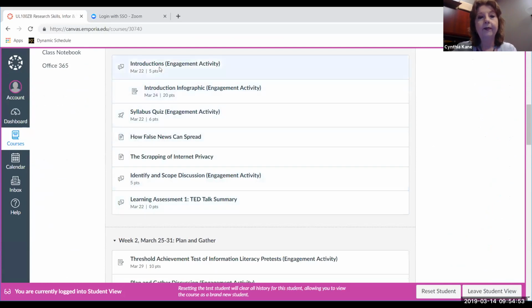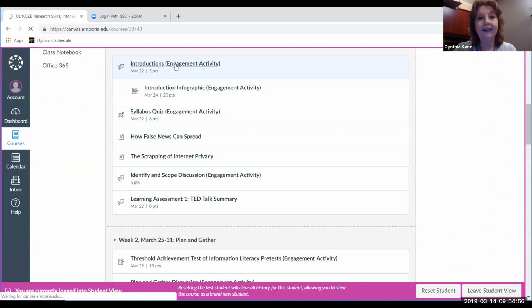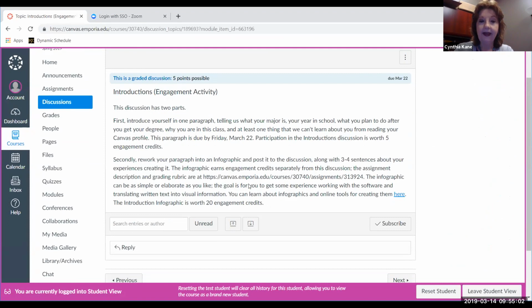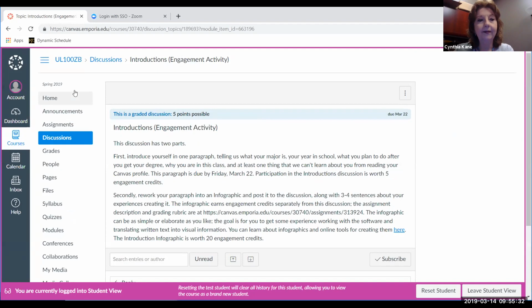You can do your introductions for an engagement activity, and this is where you would introduce yourself in one paragraph, and you could rework your paragraph into an infographic, which is the separate infographic one. But you can also just choose to introduce yourself in one paragraph, telling us what your major is, your year in school, what you plan to do after you get your degree, why you are in this class, and at least one thing that we cannot learn about you from reading your Canvas profile. So maybe just something really interesting about yourself, something that you kind of want to share with other people.